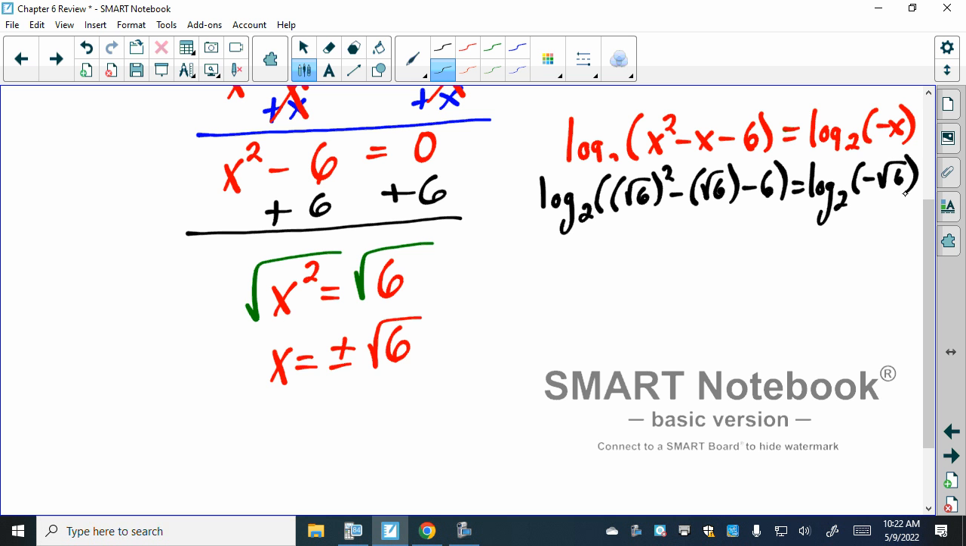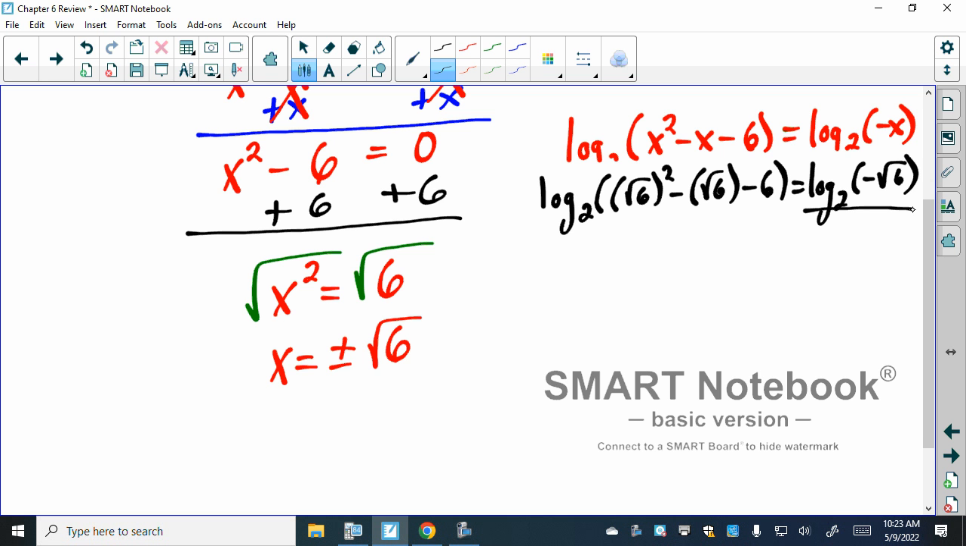Well, we could stop at this point here. I don't have to touch anything on the left-hand side. Because if we look at the right-hand side, we have log base 2 of negative square root of 6. Is that as simplified as we can get it? I mean, there's no other negatives we can do. There's nothing we can do to it. So is there any way I can have log base 2 of negative square root of 6?